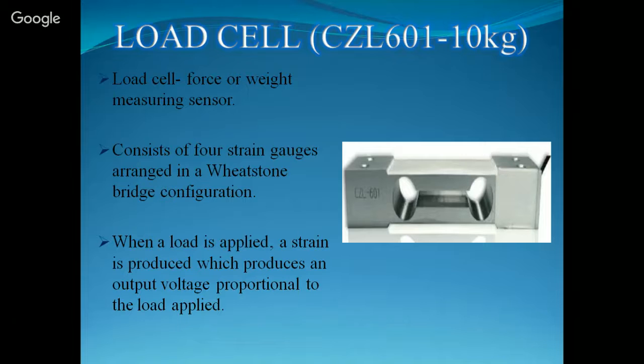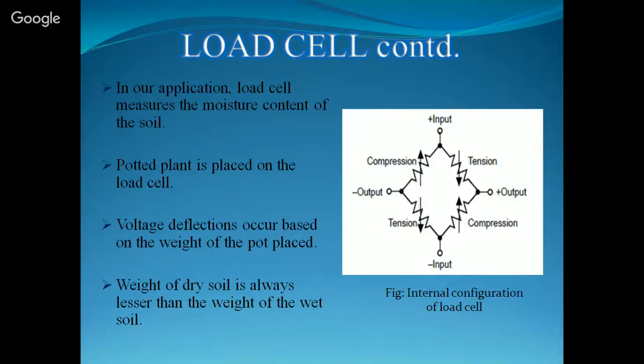For our application, CZL 601 10 kg strain gauge type load cell is used. It consists of four strain gauges in Wheatstone bridge configuration. When weight is applied, the strain changes the electrical resistance of the gauges proportional to the load.